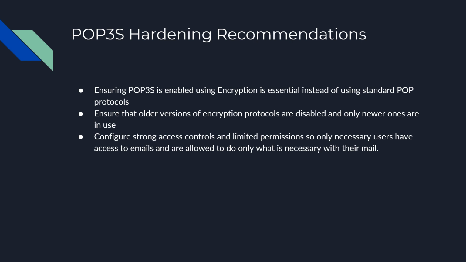Here are some security hardening recommendations for POP3S. Ensuring POP3S is enabled using encryption is essential instead of using typical standard POP protocols. Ensure older versions of encryption protocols are disabled and only the newer ones are in use. Lastly, it's important to configure strong access controls and limit permissions so only necessary users have access to emails and are allowed to do what is necessary with their mail.